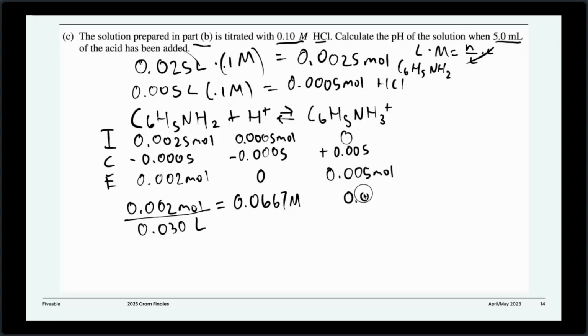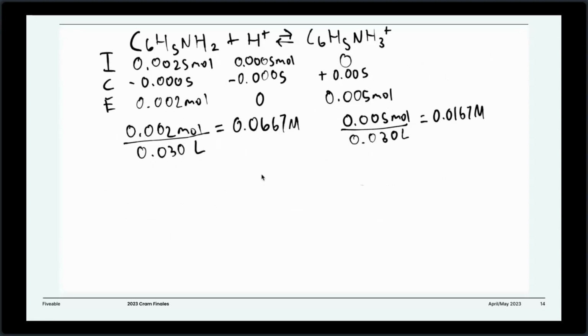0.0667 molar for our aniline, and we need to do the same for our conjugate acid of aniline. So we do 0.0005 moles over 0.030 liters, which gets us 0.0167 as our concentration for the conjugate acid.